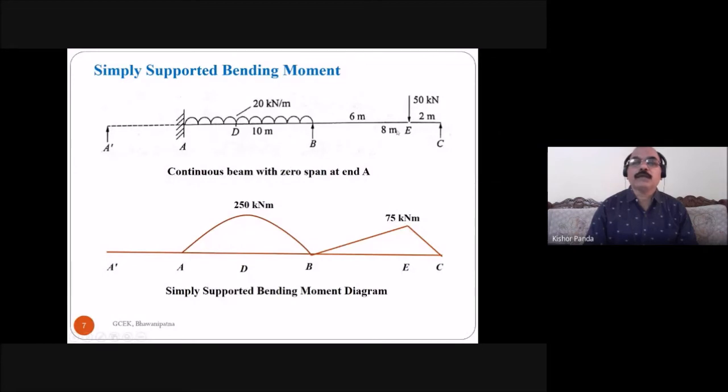You know that if eccentric loading is there, how will you find this one? W into A, B by L. So W is your 50, A is your 6 meter, B is 2 meter, and L is 8 meter. So 50 into 6 into 2 by 8. This is equal to 75 kilonewton meter.